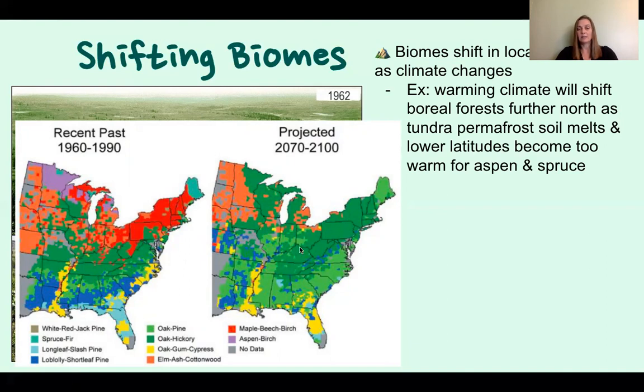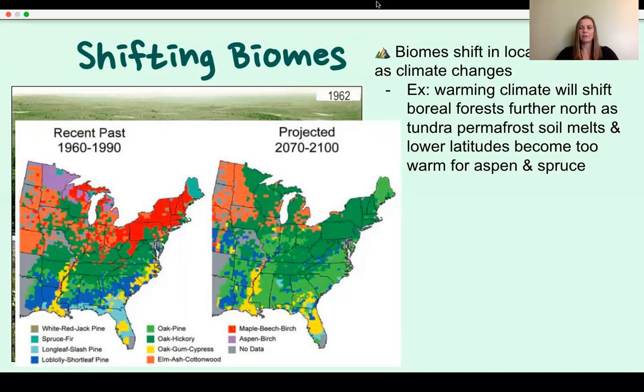And you can see in our projection that the oak, pine, and hickory forests are moving north, because these northern regions of the United States are becoming more hospitable to them. And you can see that the maple, beech, and birch are actually not going to be there anymore because the climate is going to be too warm for them. So biomes do shift.